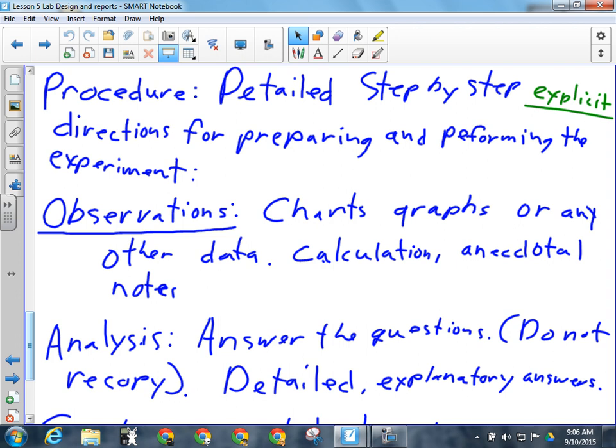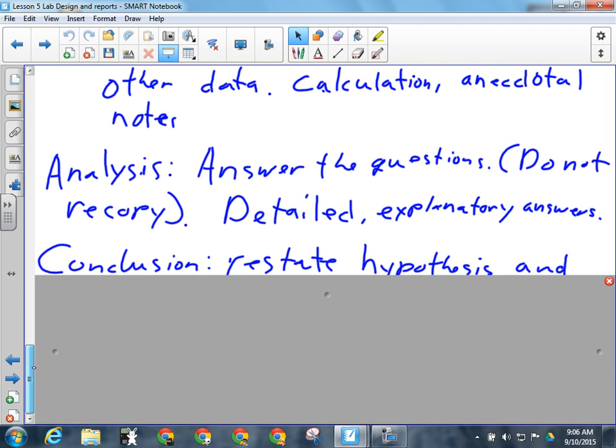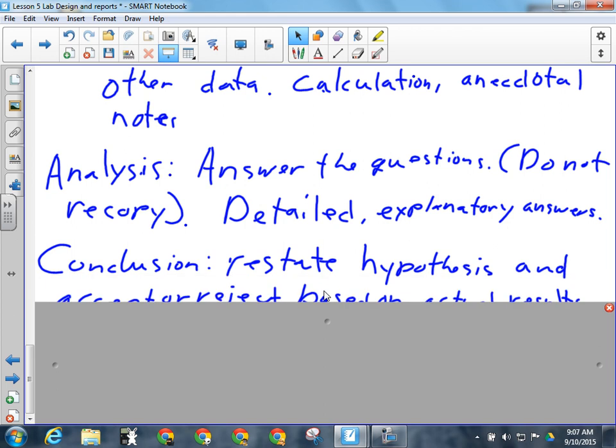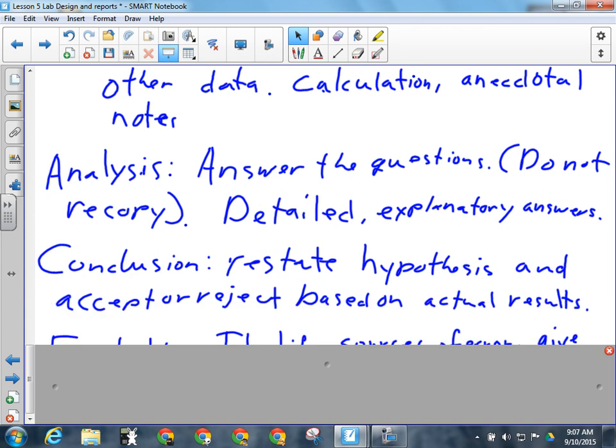Okay, after your analysis, so once you've kind of figured out what your observations are telling you, then in the conclusion you say, my observations say this, my hypothesis said this, here's why my observations support or don't support my hypothesis. All right, so in the conclusion, the first thing you do is restate the hypothesis. Okay, so basically you just copy and paste it from the beginning of the report. Okay, and then you'll have a short paragraph, a couple of sentences that accepts or rejects the hypothesis based on the results.